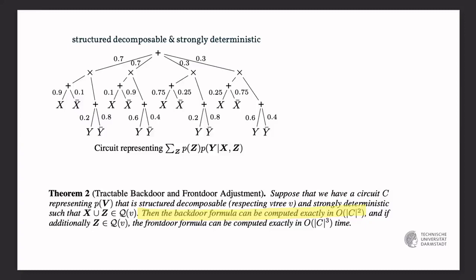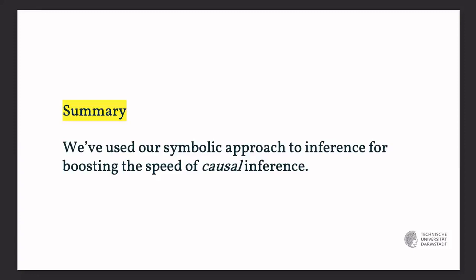As we can see, the frontdoor formula we saw earlier is a bit more complex. That one ends up being cubic, but even that is tractable and a great result compared to the #P-hard that we had earlier. So in summary, for this first block that we just saw, we have used this symbolic approach to inference for boosting the speed of causal inference. And I think that's already amazing and really a testament that we can have a proper integration of the two. They are not exclusive.